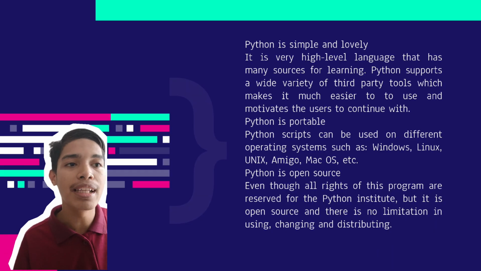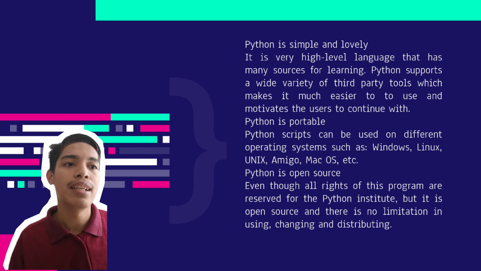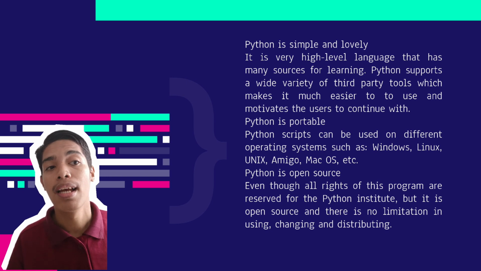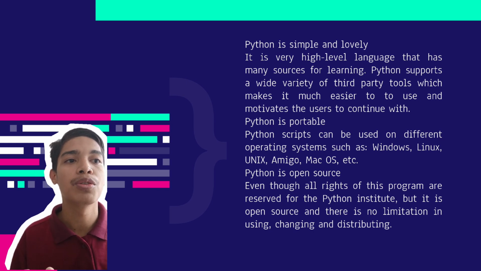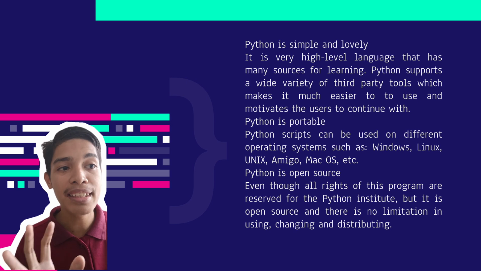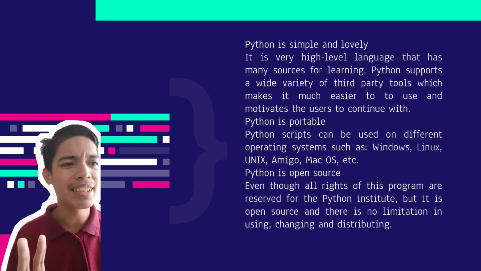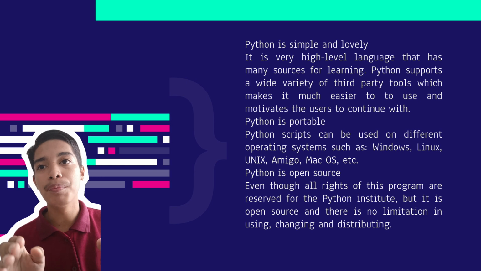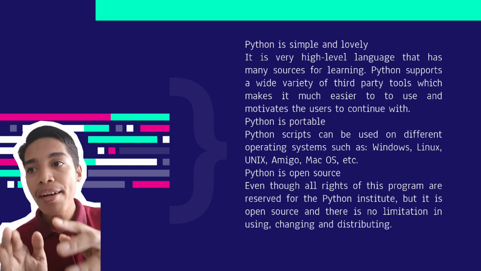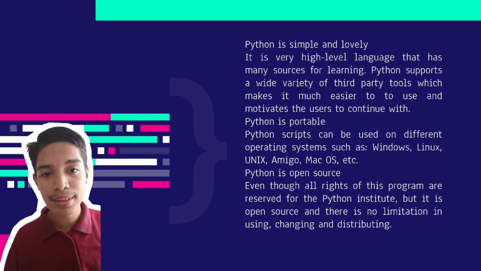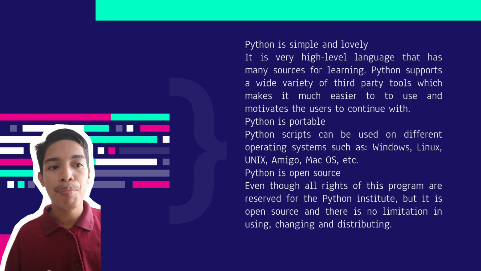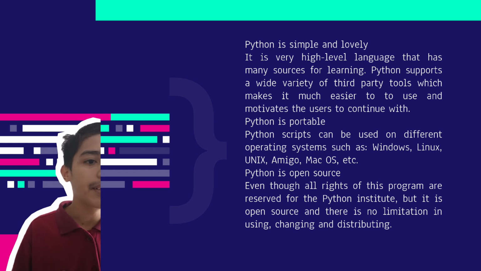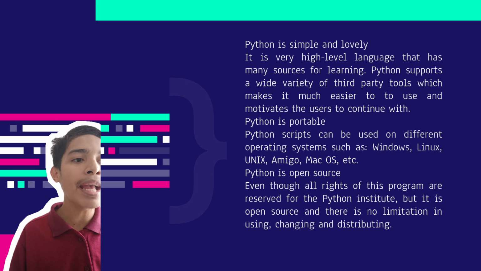Python is simple. It is a high level language with many sources for learning. Python supports a variety of libraries that make it easy to use. It is a scripting programming language. You can type on the website and search on Google. Python runs on different operating systems, for example Windows, Linux, Unix, Mac OS, etc.